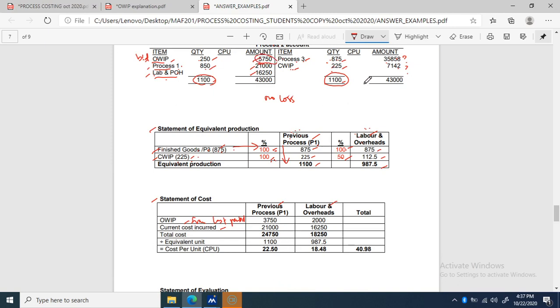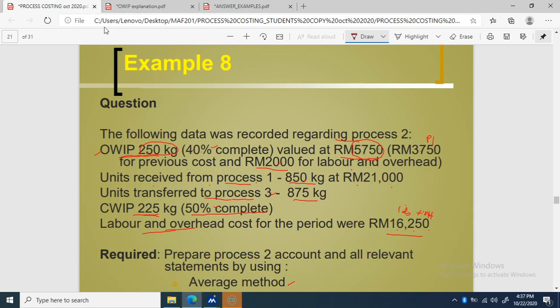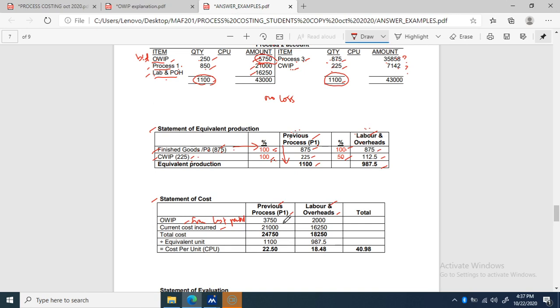From 5750, how much is previous process and how much is labor and overhead? Refer to the question. The total OWIP is 5750. From 5750, 3750 is for P1 and labor and overhead is 2000. So we distribute the 5750 here to previous process 3750 and labor and overhead 2000. If you add these two, you should get 5750. So that is the OWIP, the cost incurred from the last period.